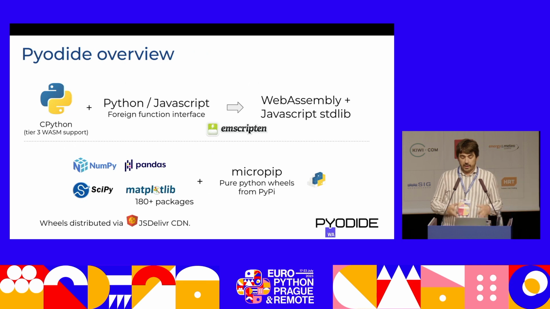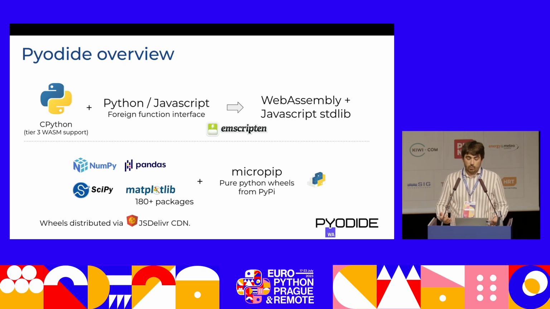So what is Pyodide? We take the CPython interpreter, and we compile it to WebAssembly using Emscripten, which is this build toolchain which allows you to do that. Since last year, CPython also has tier 3 WASM support, so now it's a build target which is to some extent supported by CPython. In addition, we have a Python-JavaScript foreign function interface, which allows you to make calls between Python and JavaScript. From Python, you can call JavaScript objects, and from JavaScript, you can call Python objects. This is, for instance, what you saw in the examples of PyScript, where you interact with the DOM or things like this.